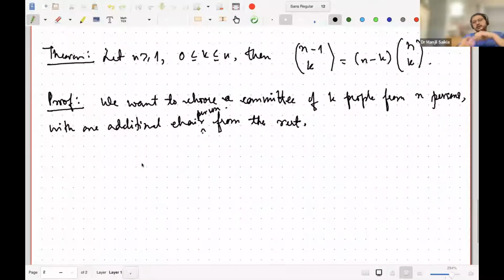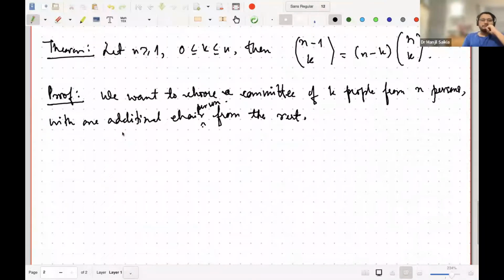The first way is that we can fix the chair in the beginning. Suppose there are 5 people and I say that, okay, the third person is the chair. That means now I have 4 persons remaining and I can choose the committee out of those remaining 4 people. Or I can first choose the committee. So I have 5 persons and I choose the committee, and let's say the committee is of 3 persons. 3 persons are gone and then 2 persons are remaining and I have to choose the chair out of those 2 persons. So I can do it in 2 different ways, either choosing the chair first or choosing the committee first.